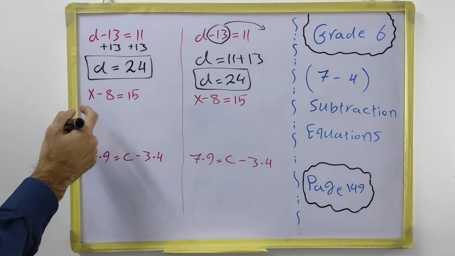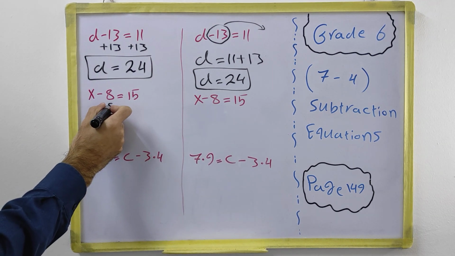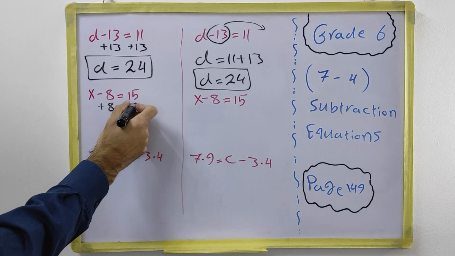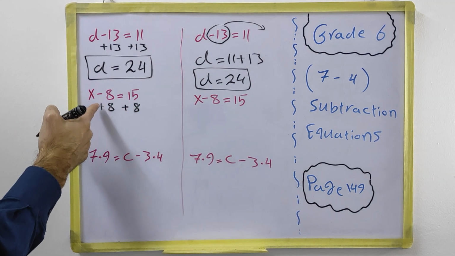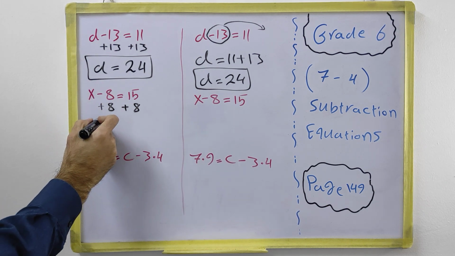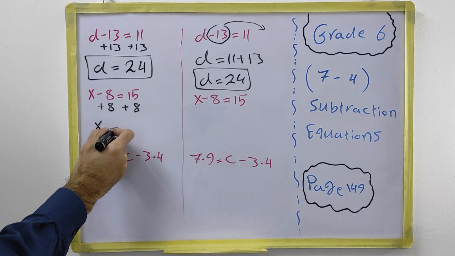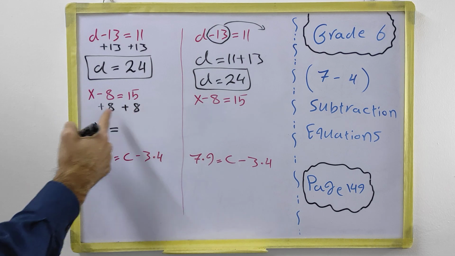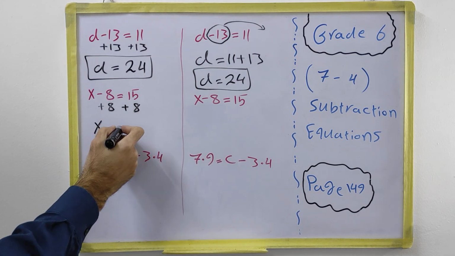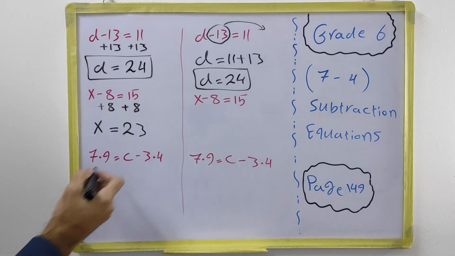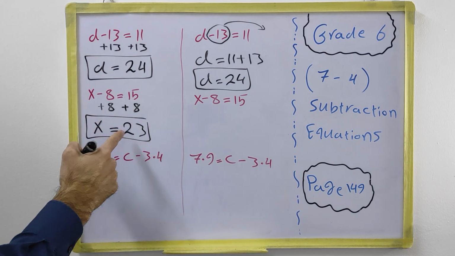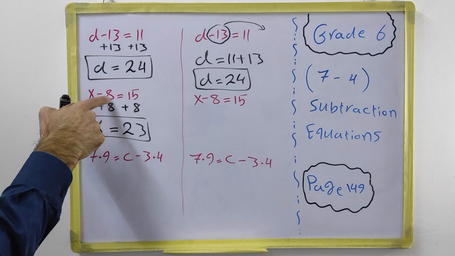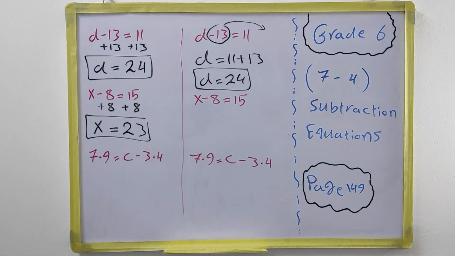The other one, we have x minus 8. We will put plus 8 on both sides. X minus 8 plus 8, it will be 0. In this side we will just get x equals 15 plus 8, 23. X must be 23. Then 23 minus 8 equals 15.